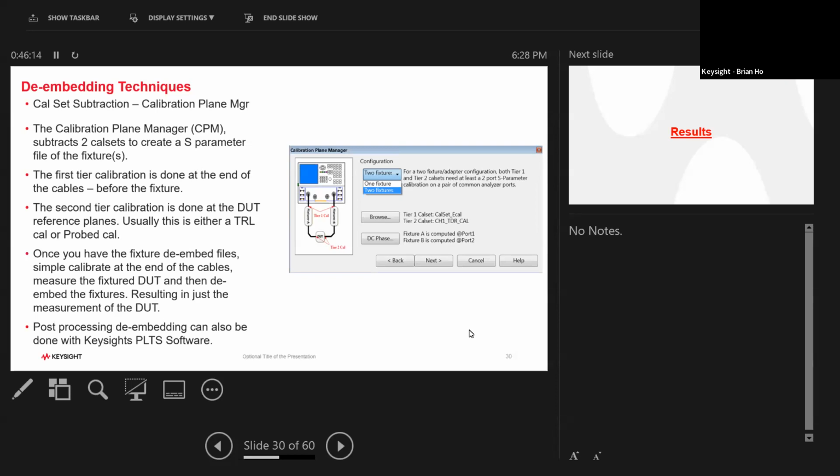So what that gives you the opportunity to do is, if this customer gives you a measured cable, but you don't have the fixture that's holding the cable, but the customer sends you the S parameter for that, you can de-embed that later. It doesn't have to be right then when you're doing the measurement. Because it's software based, it's very handy to be able to do that de-embedding analysis afterward. And we'll talk a little bit about the PLTS software as well, to give you an idea what I'm talking about.